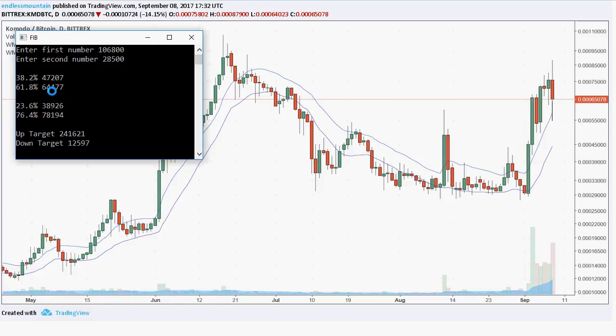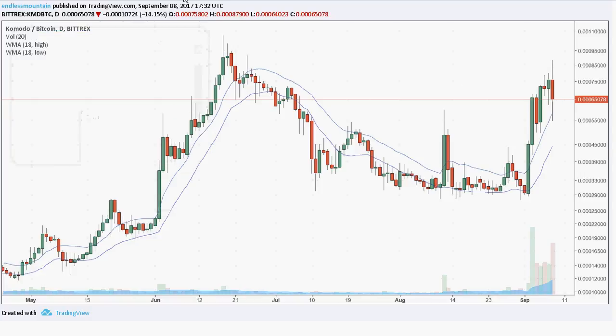The 47 and 64, these are the bigger numbers. So 65,000 even, which is where it's at now. And I'll bring that number up in a bit, but I don't need to draw a line because the red line is already there.